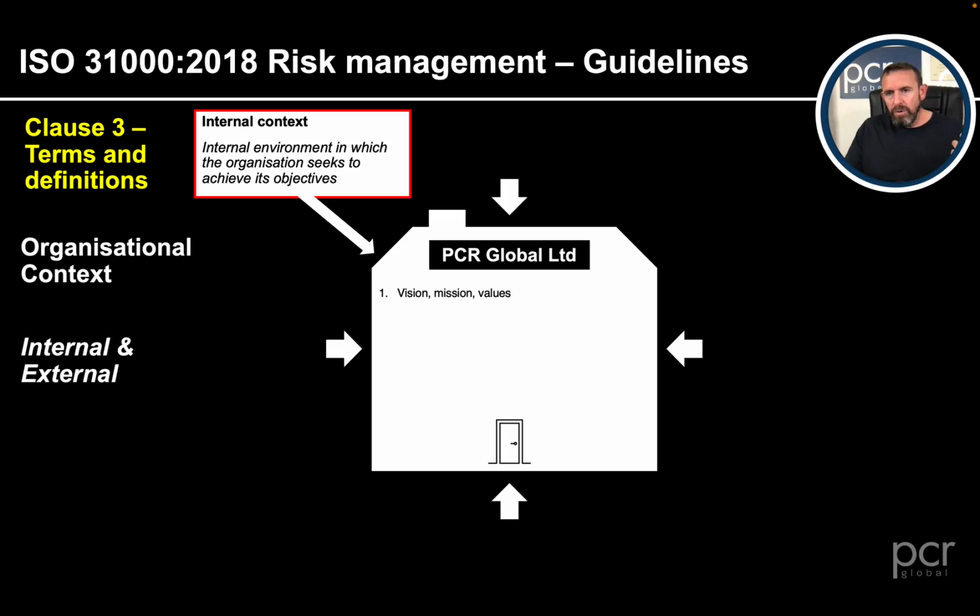Within the internal context, we have a number of items. Again, this is not exhaustive. There's going to be more than this. It is dependent on the organisation, but for definite vision, mission and values, that is reliant on the organisation setting those. Other items that are reliant on the organisation are the organisational structure. That's going to be specific to the company, as are the roles and the accountabilities within the organisation. Company strategy, company objectives, and the company culture.